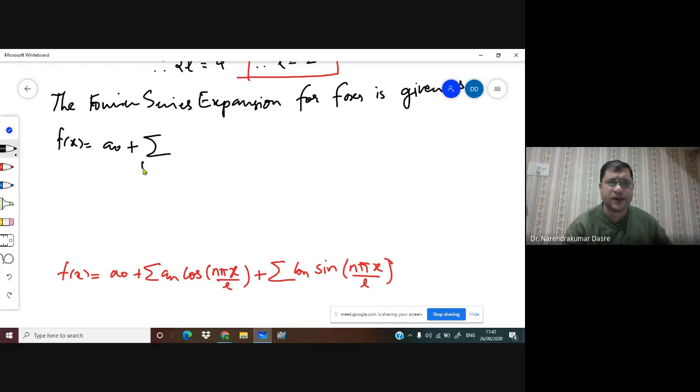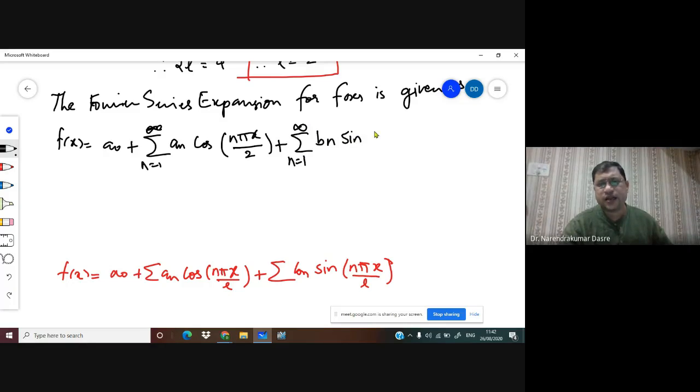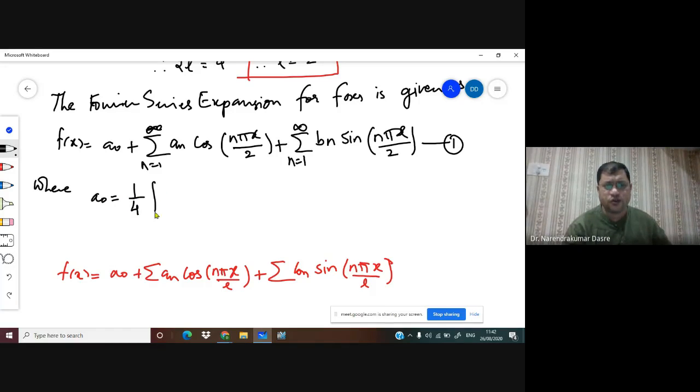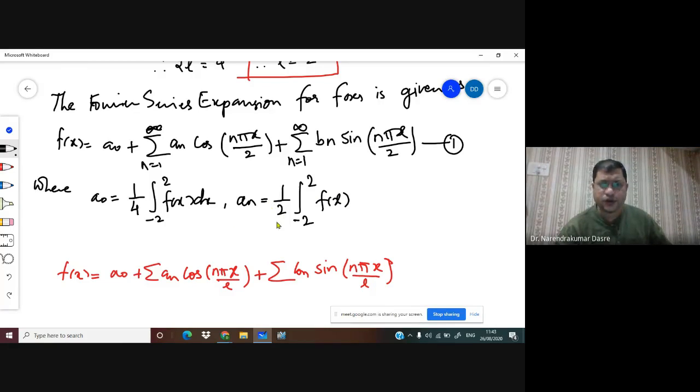We'll get here a0 plus summation n running from 1 to infinity an cos of n pi x by 2, and then plus summation n running from 1 to infinity bn sine of n pi x by 2. That is equation 1. So we can write where a0 is equal to 1 upon 2L, so we get 1 by 4, integral from minus 2 to 2 f of x dx. Please be careful with the formulas, because if you write the correct formula, then you will get the correct answer. So here the interval is minus 2 to 2, and then we get an is equal to half of integral from minus 2 to 2 f of x cos of n pi x by 2 dx.